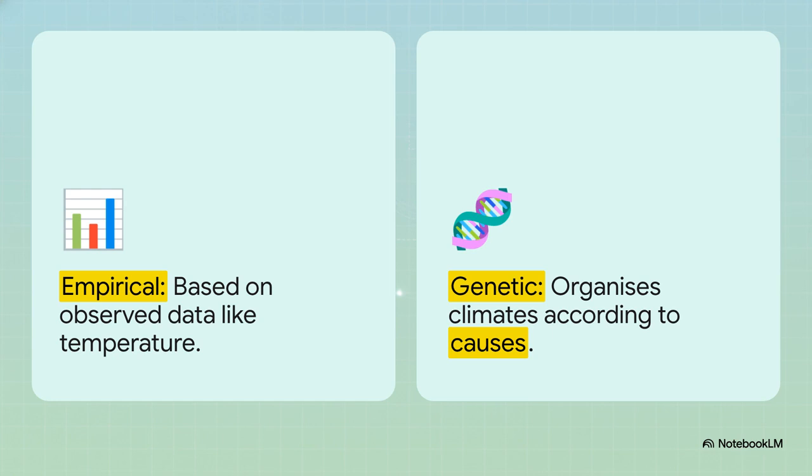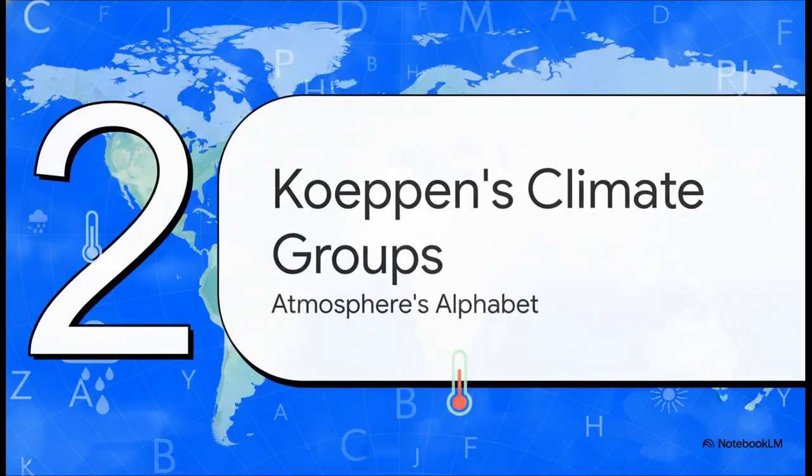But the crucial point here is that the most widely used system in the world, which was created by a scientist named V. Köppen way back in 1918, is actually an empirical one. That means it's strictly based on hard, observed data. We're talking specifically about mean annual and monthly temperature and precipitation. Köppen noticed a very close relationship between the distribution of vegetation and climate, and he used these hard numbers to draw the boundaries.